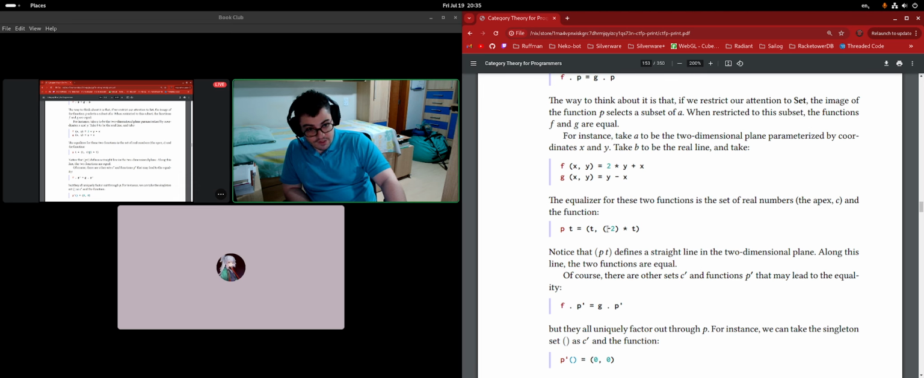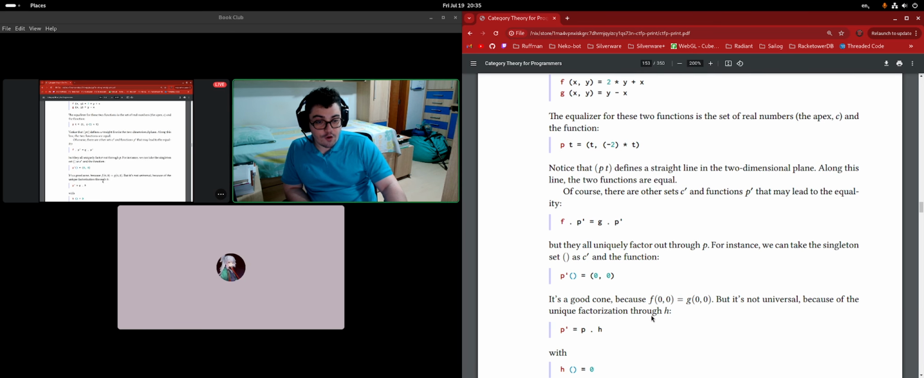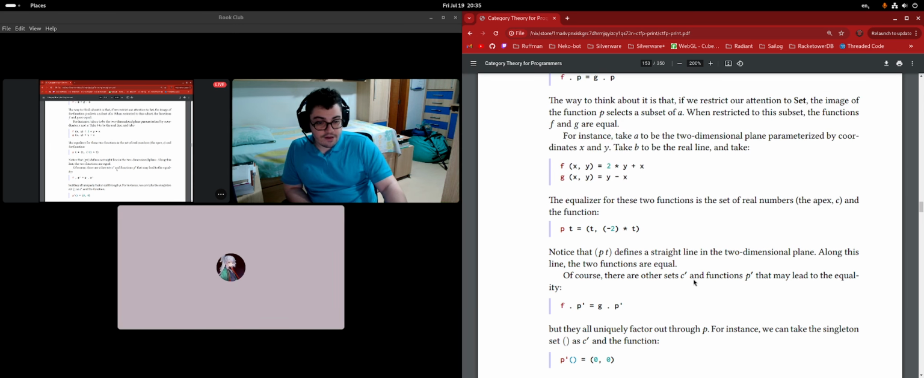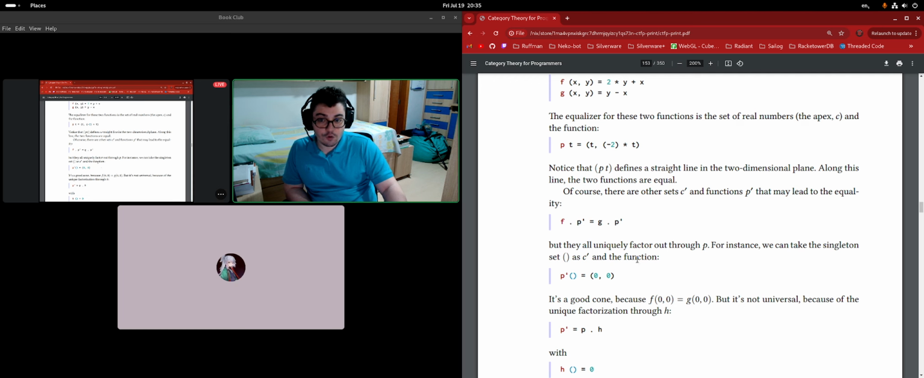And of course they are, because the image will coincide, because we are basically saying that they are equal in algebraic terms, like if you put this equal to this. Of course, there are other sets C prime and functions P prime that may lead to the equality, but they are all uniquely factored through P. So what we are basically saying is, is there another P prime that can hold this property? And the answer is yes, but they can't be factored through P. It's not universal.